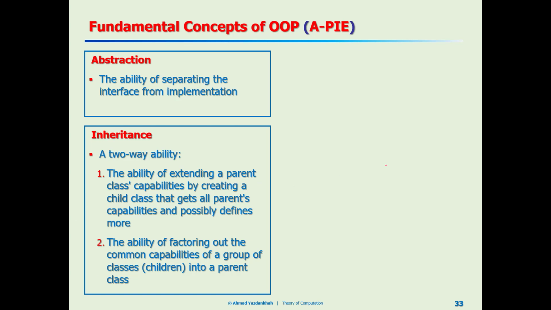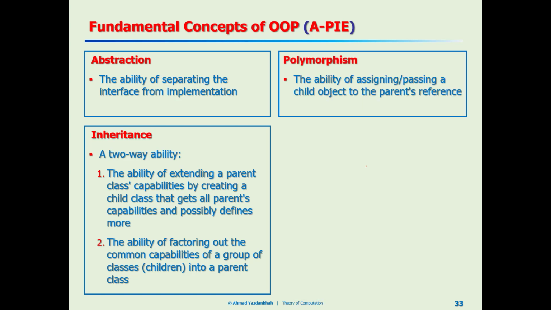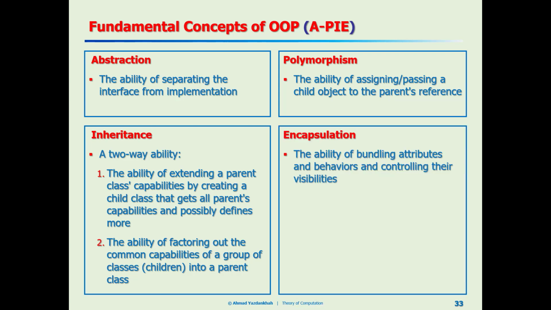And what else? The polymorphism that we just finished, the ability of assigning or passing a child object to the parent's reference. And also we learned in encapsulation the ability of bundling attributes and behaviors and controlling their visibility.